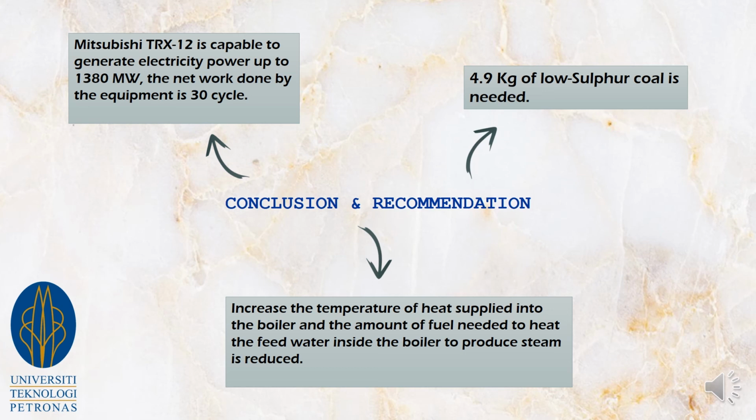Experimental results show that the thermal efficiency of a system plays a crucial role in producing the product. Hence, increasing the temperature of heat supplied into the boiler will reduce the amount of fuel needed to heat the feed water inside the boiler. So, hot steam will be produced with a smaller amount of fuel. Further research is recommended to determine the maximum achievable efficiency.